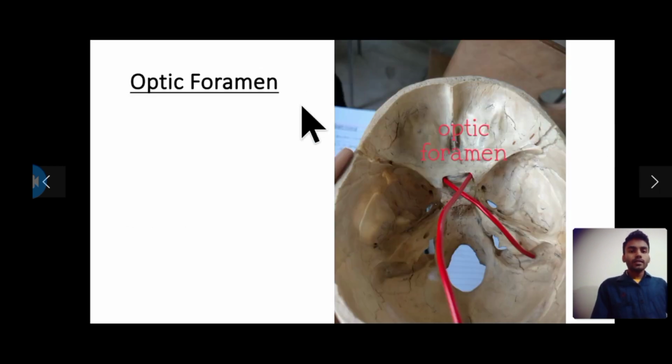Okay. Now the second foramen, which is located at the apex of the orbit, is the optic foramen, also known as the optic canal. This optic foramen is located at the root of the lesser wing of the sphenoid bone. From this picture you can easily see where the optic foramen is located. Look, this is just at the root of the lesser wing of the sphenoid. Through this optic foramen, the optic nerve and the ophthalmic artery pass.